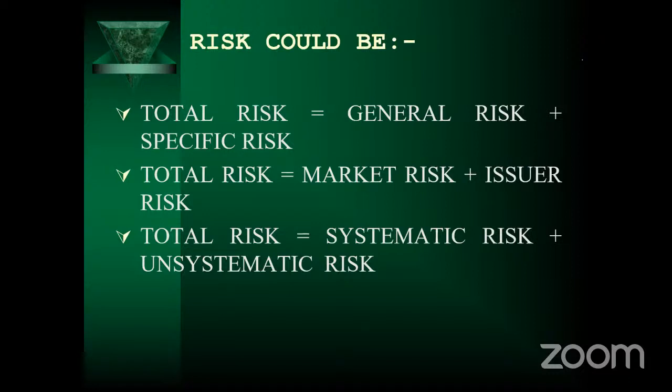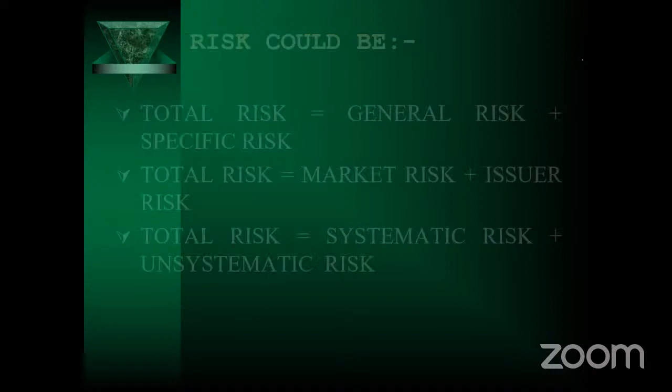Issuer risk means the entity or the business or the individual who is issuing investment instruments. Let's say X Limited is one company. It is issuing equity shares. When it is issuing equity shares, as an investor, we have to assess what is the risk associated with X Limited. That is the issuer risk, because here X Limited is the issuer. It is issuing the security, the investment instruments. So total risk could be the market risk as well as issuer risk.